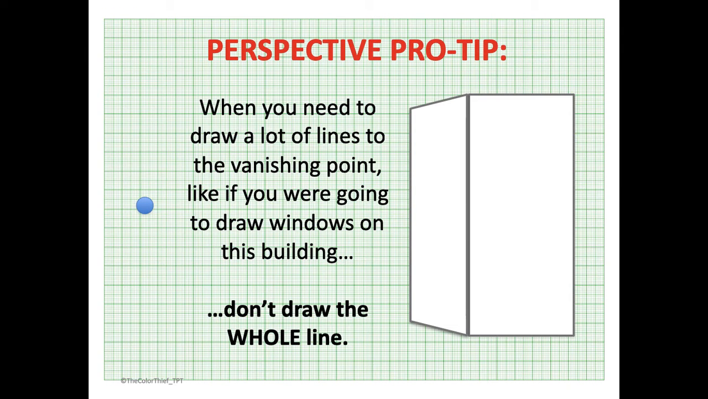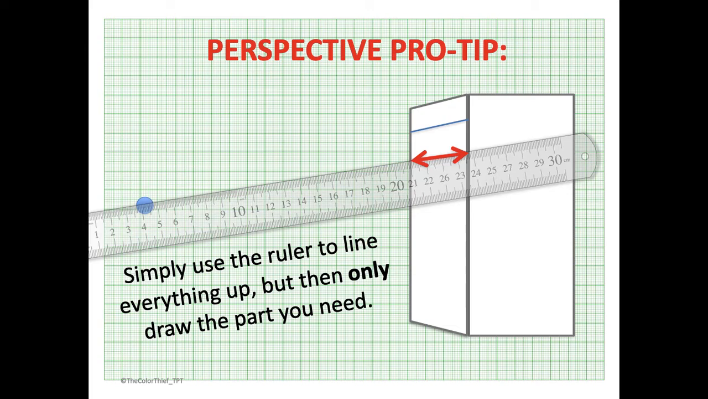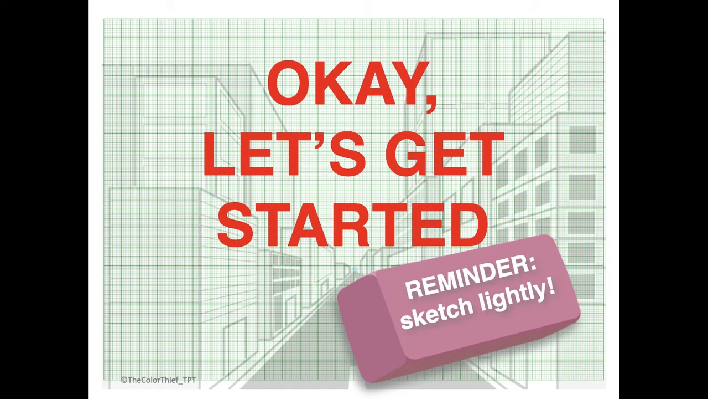Here's a tip. When you need to draw a lot of lines to a vanishing point, like if you were going to draw windows on a building, don't draw the whole line. Just draw the part of the line you need. This will help keep your piece of paper cleaner. All right, let's get ready. And remember, draw it light till you get it right.